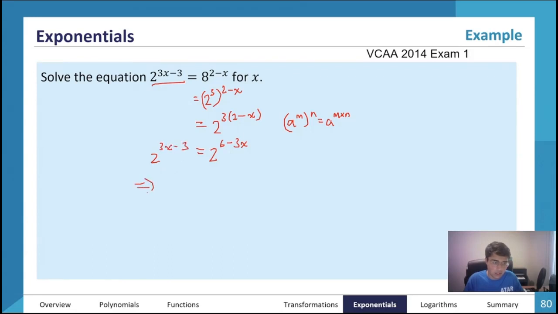What this then implies, because these exponential expressions have the same base, is that their powers are equal. So 3x minus 3 is equal to 6 minus 3x. Then we can just solve for x. So in this case, I'll add 3x to both sides, we get 6x, and then I'll add 3 to both sides, so we get 9. x is equal to 3 over 2. And of course, you can substitute x back into the original equation to make sure that everything adds up.